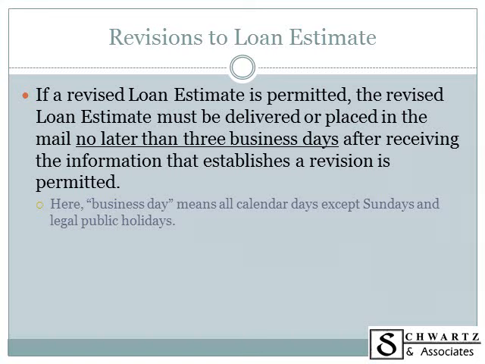So, if based on the criteria shown in the previous slide, a creditor is permitted to issue a revised loan estimate, then it must be delivered to the borrower or placed in the mail no later than 3 business days after receiving the information resulting in a revised loan estimate. Here, business day is any day except Sunday or legal public holiday.